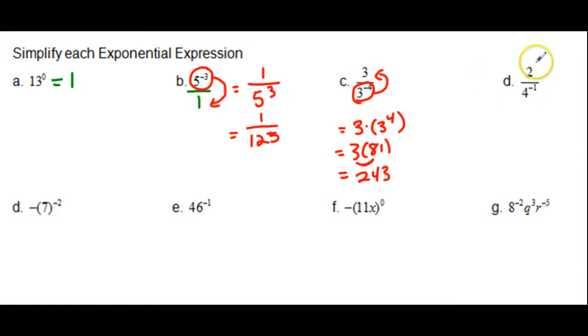Same case here. We have 2 on top. This is a positive 1, right? So we don't do anything. We have divided by 4 raised to the negative 1. So this is on the bottom. So in order to make this negative 1 positive, we got to put it on top with the 2. So it's like 2 times 4 to the positive 1, right? So we put it up there, it turns positive. Let's simplify this even more. 4 to the 1 is just 4. 2 times 4 is 8. Alright?